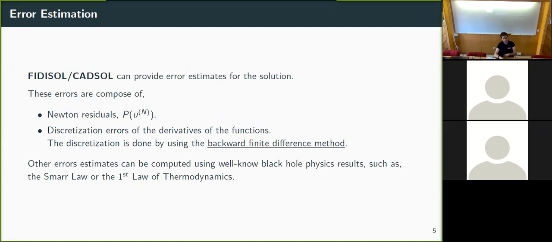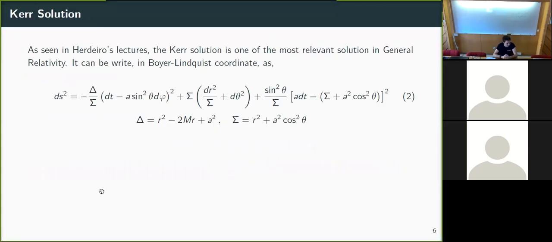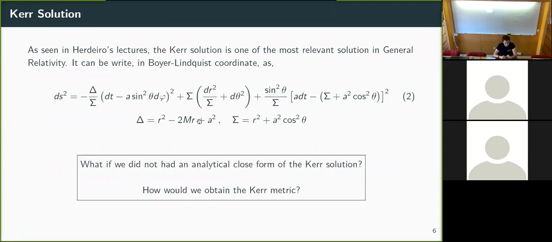Now that I have explained a bit of the solver, you can now go and try to obtain a Kerr solution. So, as you know from earlier lectures, the Kerr solution is one of the most, if not the most, relevant solution in general relativity, and in Boyer-Lindquist coordinates can be written in this way. But now you can imagine, what if Kerr never found that solution? What if there wasn't some mathematician that could find this solution? What do I have to do? You can use a numerical approach, and for that we use obviously the Kerr solver, the CADSOL.